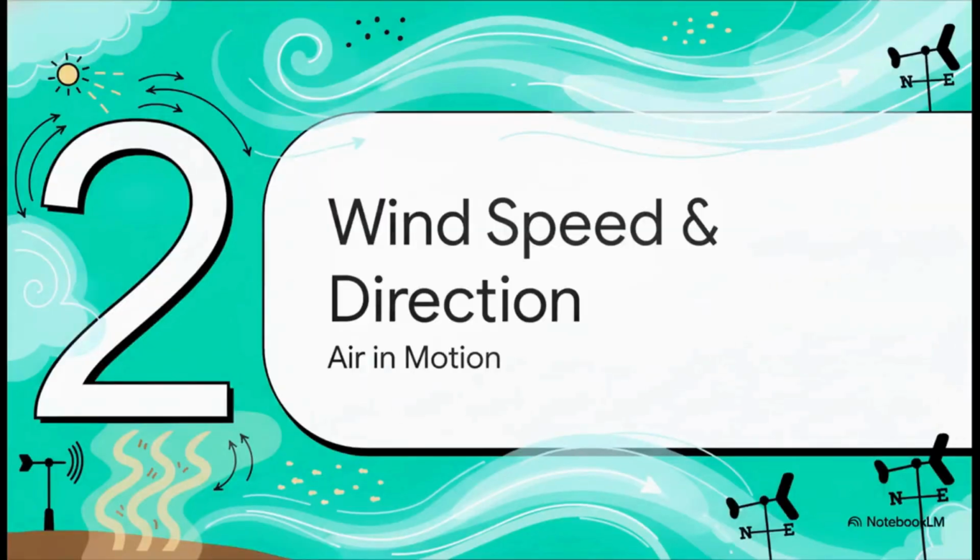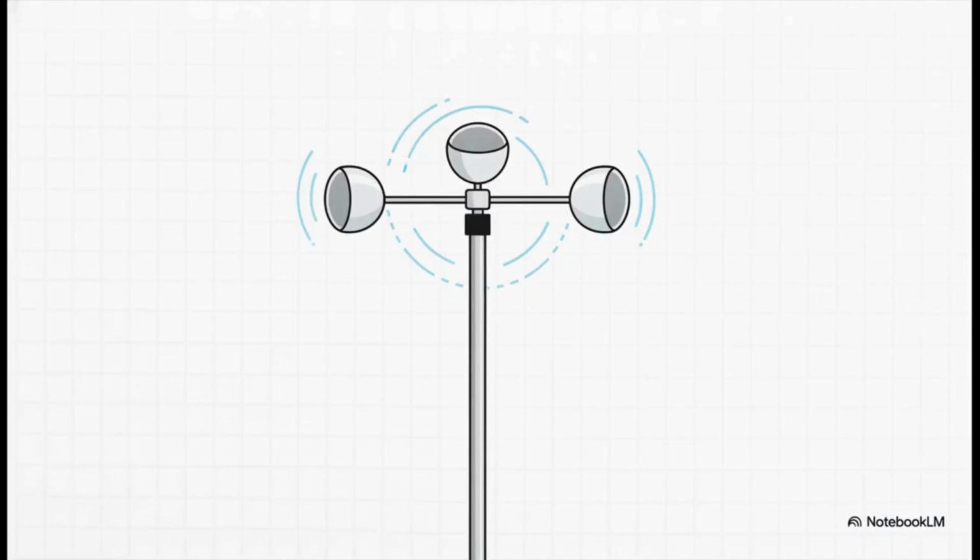Moving on to part 2, wind speed and direction, or air in motion. Okay, so as that solar radiation we just talked about heats the Earth unevenly, the hot air starts rising and cooler air rushes in to take its place. That's what creates wind. And to document this moving air, we've got to measure both its speed and its direction.